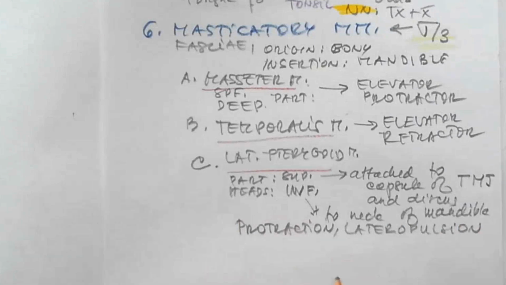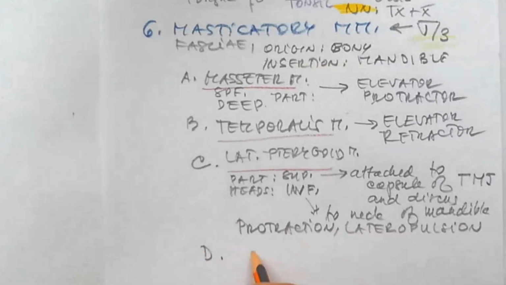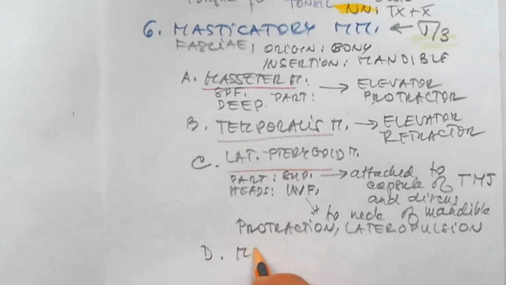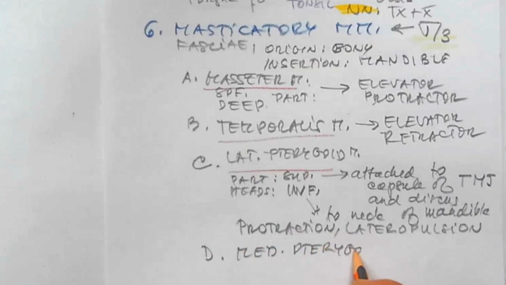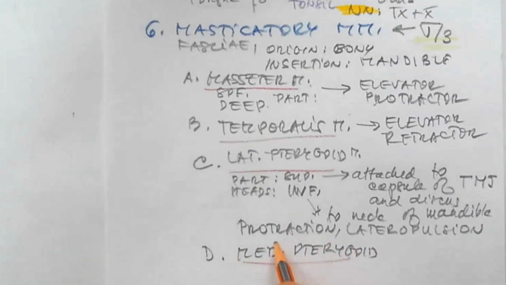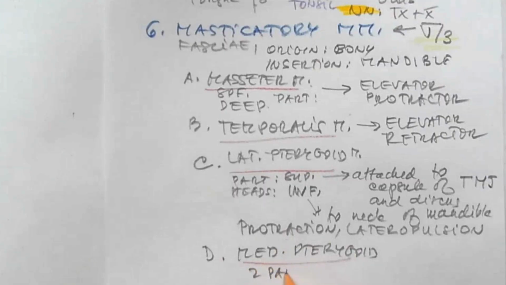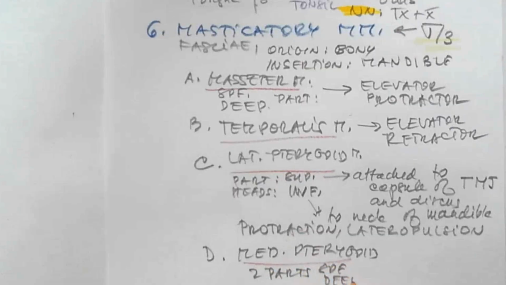Lateral position by chewing. And the last one is D, the medial pterygoid, its brother. The medial pterygoid is a muscle which also has two parts. One is superficial, one is deep. Superficial and deep, that's it.